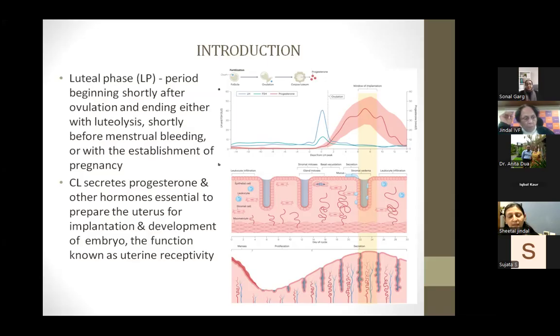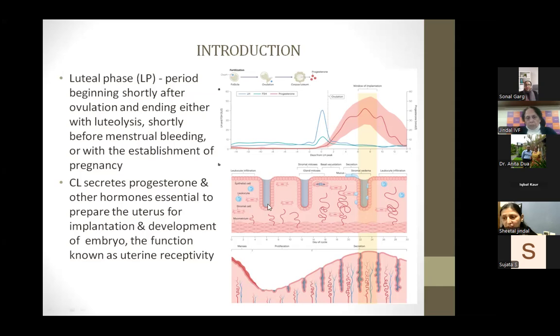This corpus luteum secretes various hormones like progesterone under the influence of luteinizing hormone and other hormones, in the form of estrogen and other growth factors which are essential to prepare the uterus for implantation and the development of embryo. Now, this function of the uterus for implantation and development of embryo is known as uterine receptivity.